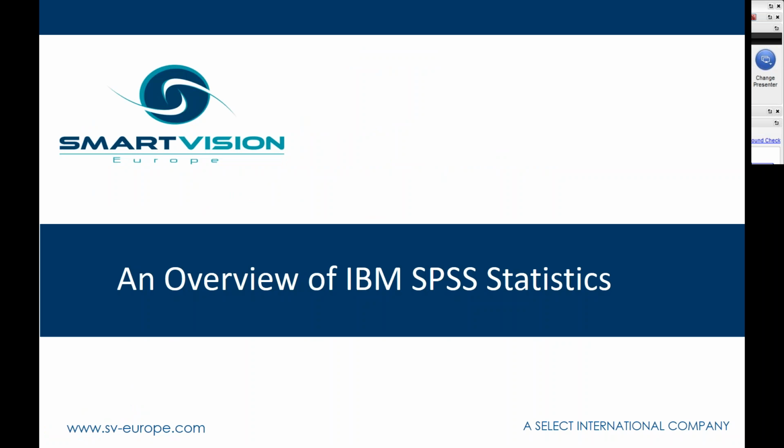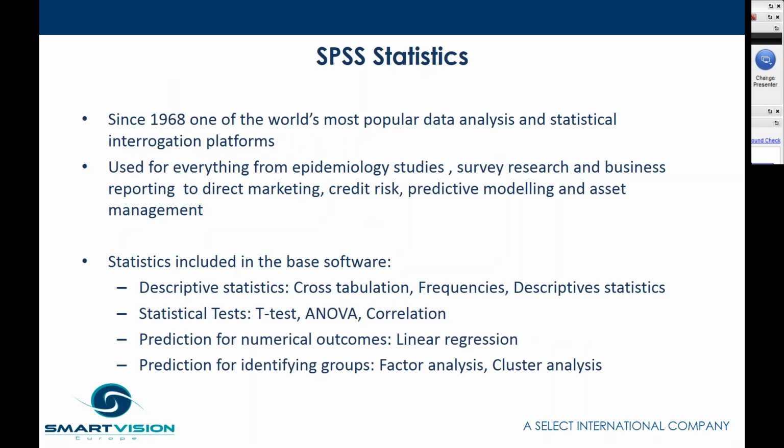So first of all, an overview of IBM SPSS statistics. It's been around a long time, since 1968. It's definitely one of the world's most popular data analysis and statistical interrogation platforms. It's probably the best way to describe it. And it's used for a vast array of different applications, everything from epidemiology to survey research and business analytics and direct marketing and credit risk and predictive modeling and academic research and even asset management, where the data isn't necessarily about people, but is about assets or about equipment.